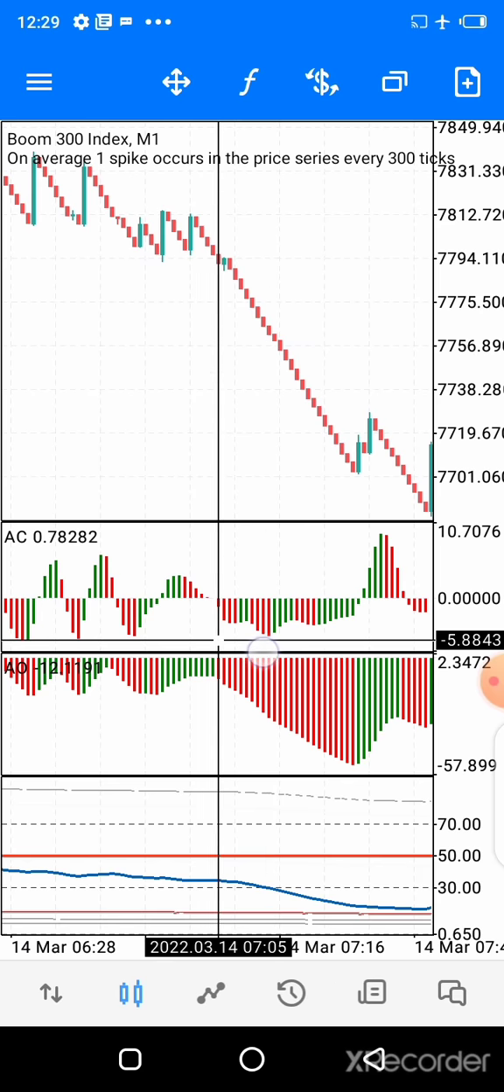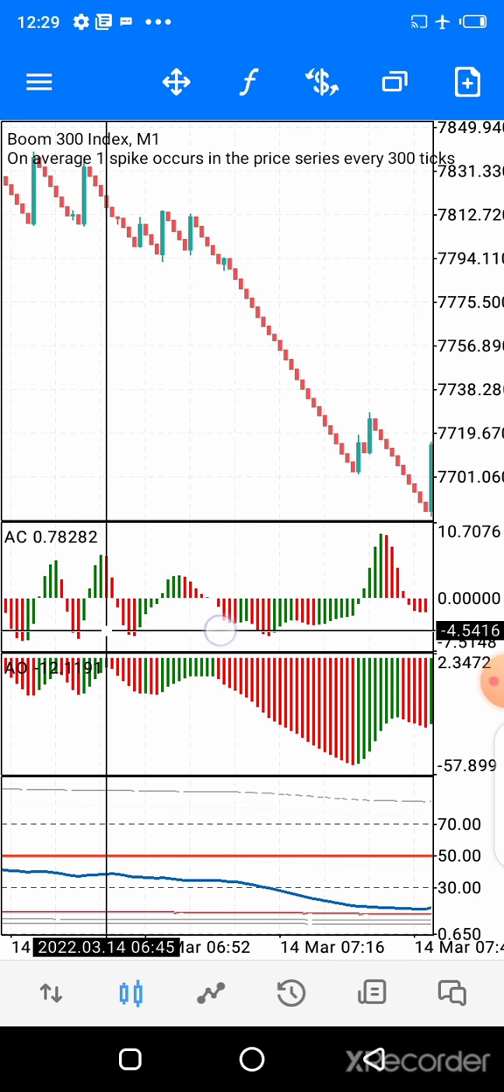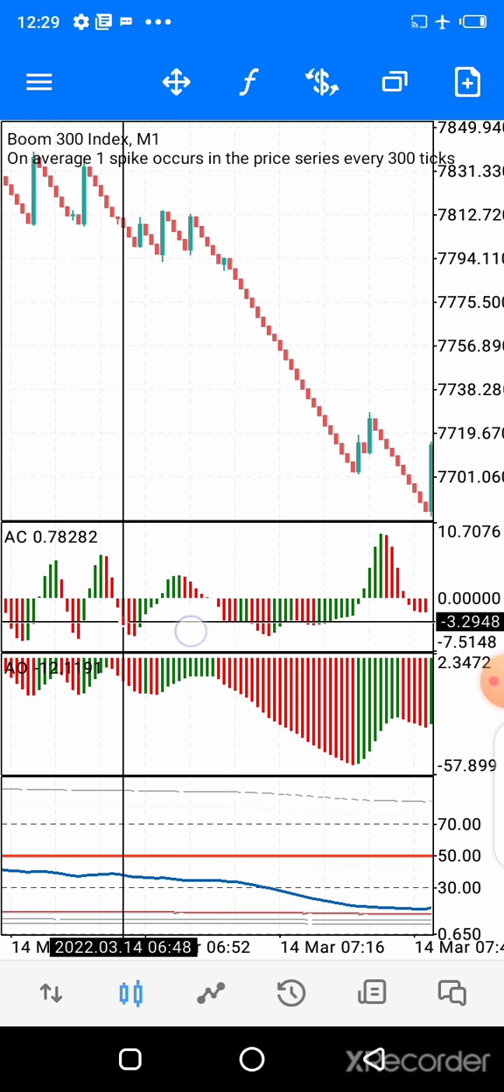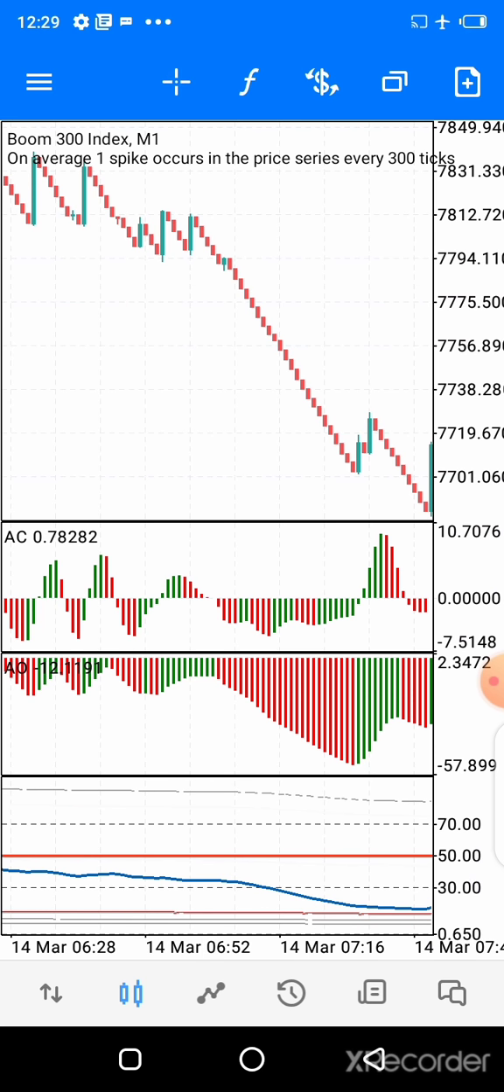You understand? So what if immediately you jump in and it spikes? Please close it. Here we take our 4 candles as well. If you count it, you have 1, 2, 3, 4. You take your 4 candles and you close your trade. So you can backtest this on your own and see for yourself.